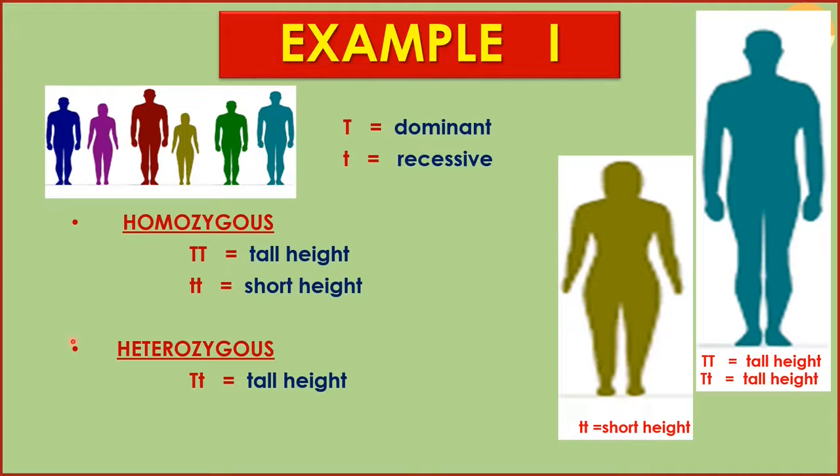The law of dominance is applicable in heterozygous condition, when we have different alleles. One is dominant and the other one is recessive. In this case, the capital T, that is dominant, will suppress the small t, that is recessive. As a result, the height of the person will be tall and we call it a heterozygous dominant character.